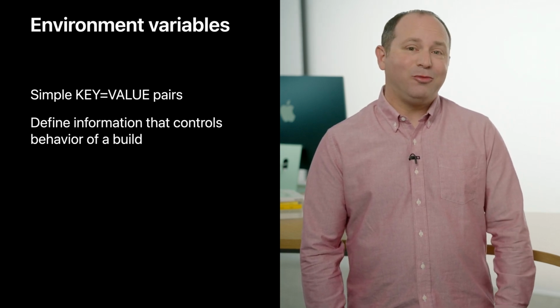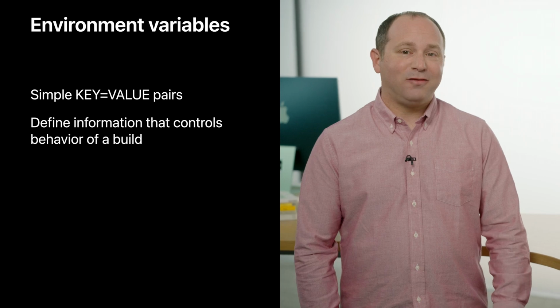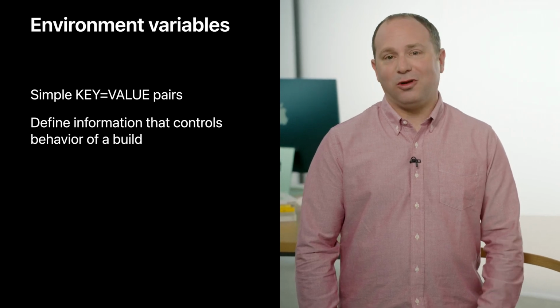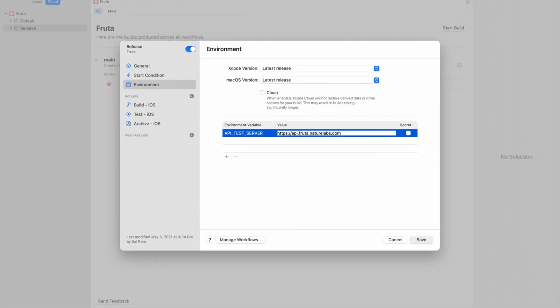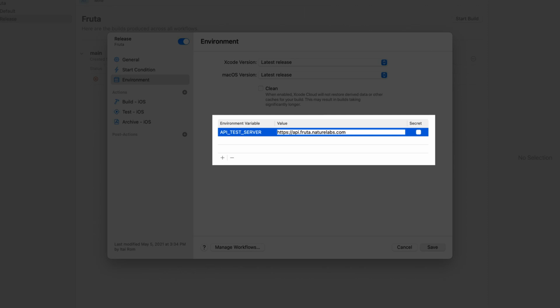They're simple key value pairs that allow you to define some information that you can use to further control the behavior of your build. You can configure any environment variables you need right in the environment section of your workflow. Since they're part of your workflow configuration, you don't have to commit any additional information to your source repository. Every time your workflow runs, the variables you've defined will be set in the environments that are running the actions.